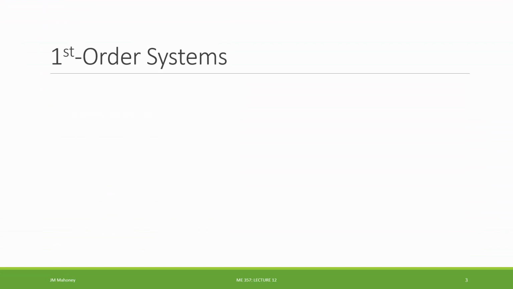We spent the first unit working on putting our systems into transfer function form or state space form and completing the modeling step of our analysis. Now we're going to properly look at the analysis portion to see how the system is going to behave given some input into it. So we're starting with a first-order system.